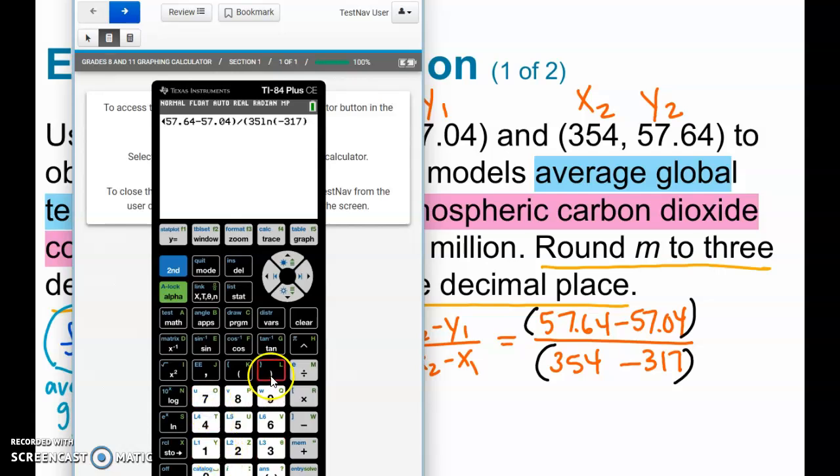If you do not include the parentheses, oops, I hit the wrong button here. Let me change that. If you do not include the parentheses, then the calculator is only going to divide the two numbers in the center, and your answer will be incorrect.